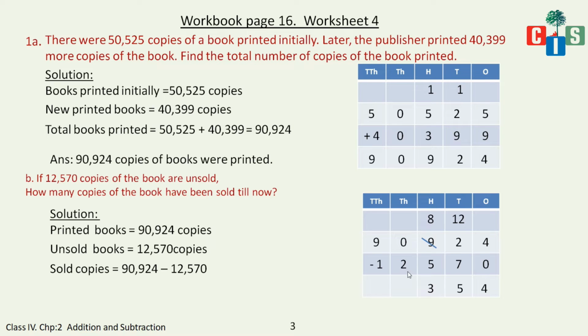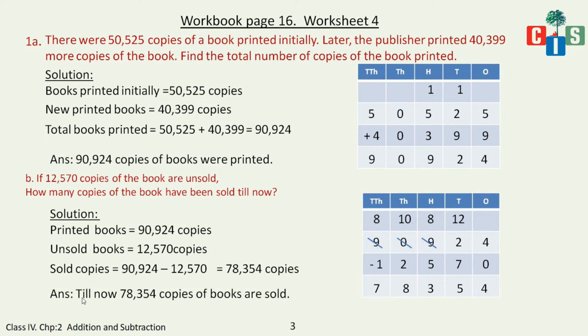Now 0 minus 2 not possible. So borrowing next door, 9 will change to 8 and 0 will change to 10. See students, this sum is an example of stopping at 0. You are not going across the 0 to borrow. Okay, so it's 10. So 10 minus 2 will give me 8. 8 minus 1 will give me 7. So I'll write the sold copies were 78,354 copies. And our answer statement will be, till now 78,354 copies of the books are sold.